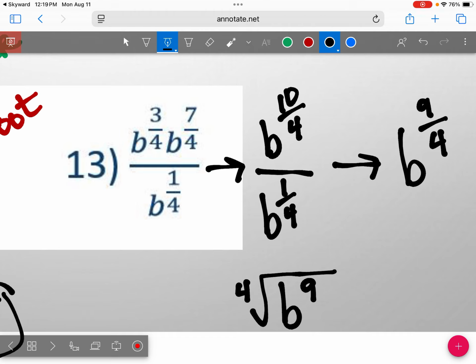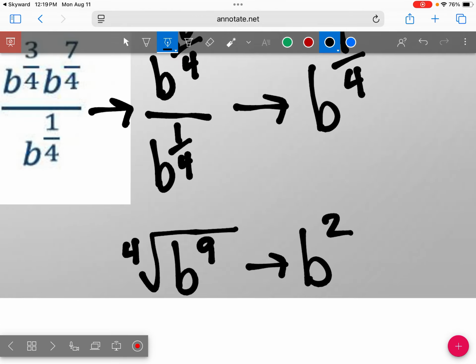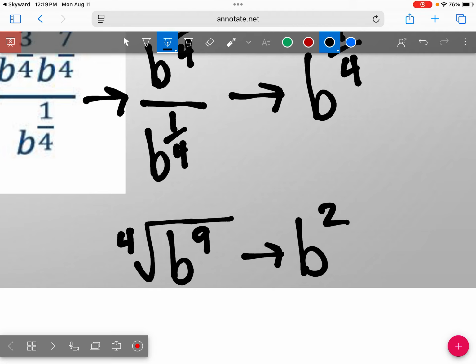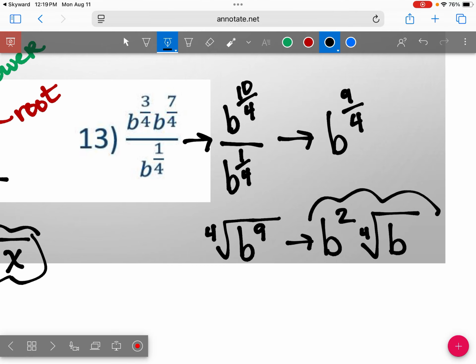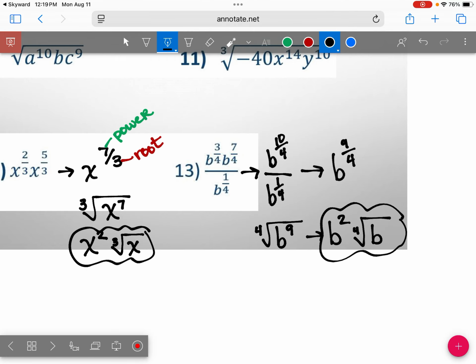Show me with your fingers, how many groups can you make? If you have 9 people, how many groups of 4 can you make? You can make 2. And is there anybody left out? How many? 1. So that would be the fourth root of just B, and that would be your answer. Okay.